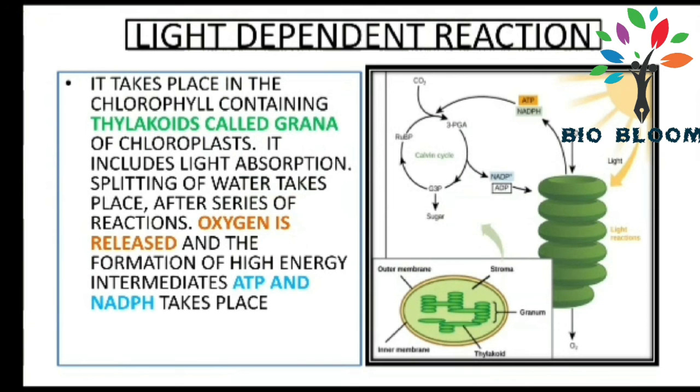See here a small picture is given, the structure of chloroplast, and inside the chloroplast chlorophyll pigments are there, that is grana, because grana contains the pigments whereas stroma contains enzymes. Because of these pigments light is trapped, so light reaction takes place in the grana itself.